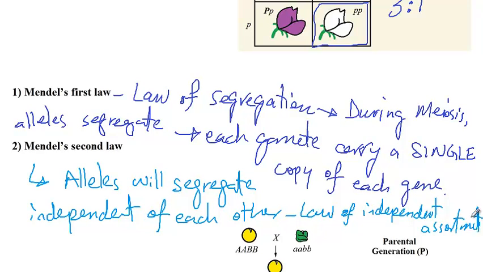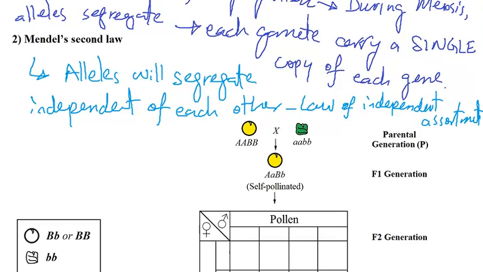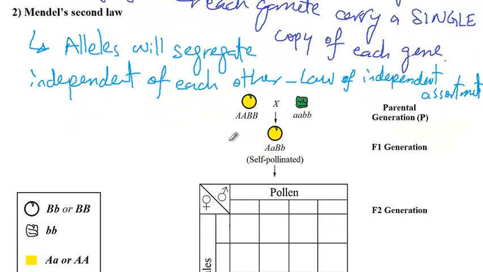Okay, so let me give you an example of the law of independent assortment. Here we have an allele for the shape of the pea, shown by A, and another allele for the color of the pea, shown with the letter B. These alleles will segregate independently of each other. It's not that A will affect B, as long as they're on different chromosomes.